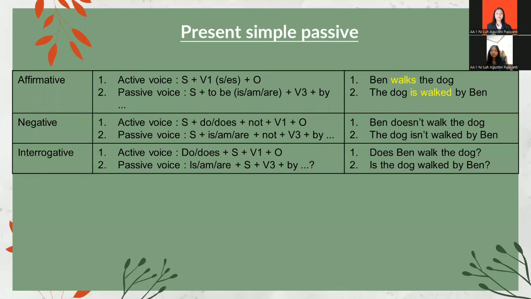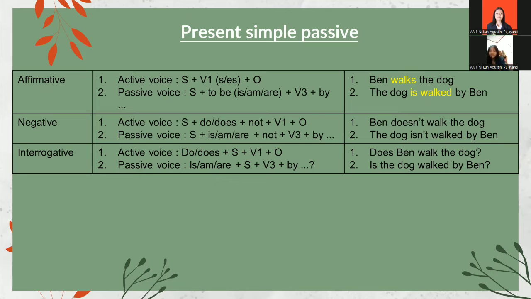The structure of present simple passive in affirmative sentence. In active voice, the structure is subject plus verb 1, s or es, plus object. For example, Ben walks the dog. Then in the passive voice, the structure will be subject plus to be (is, am, are) plus verb 3 plus by. So the sentence will be: the dog is walked by Ben.